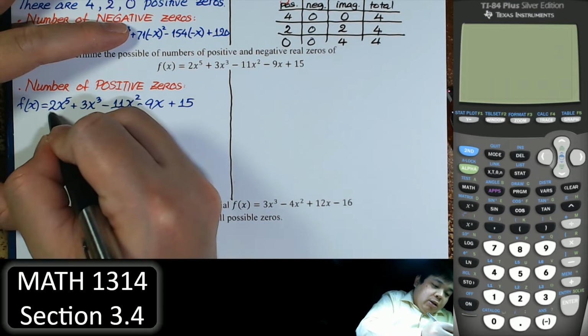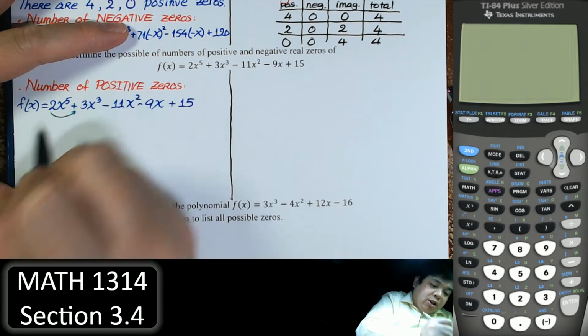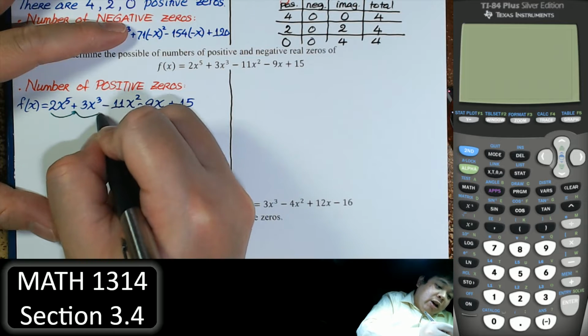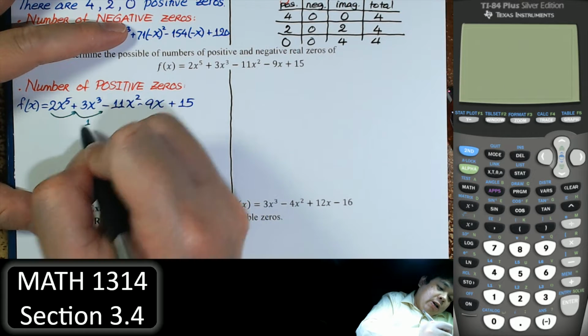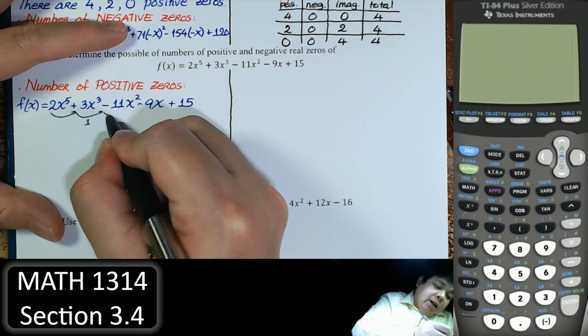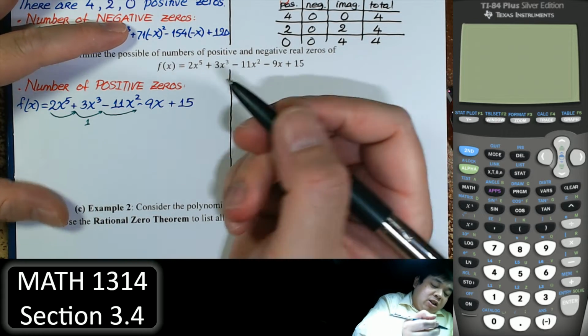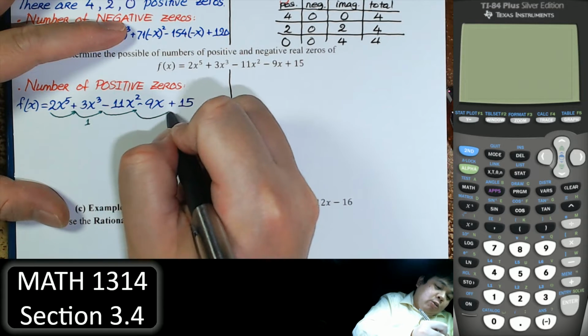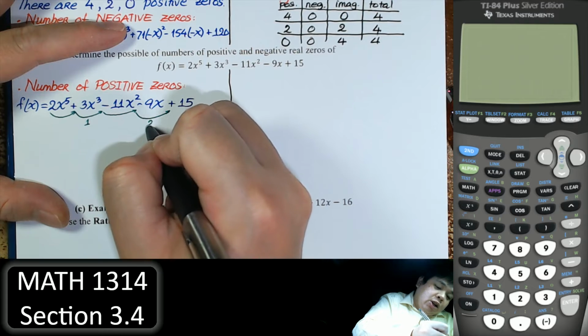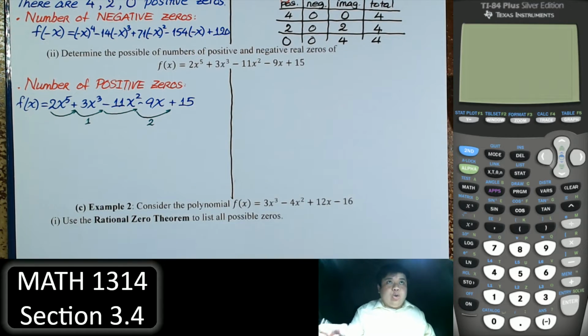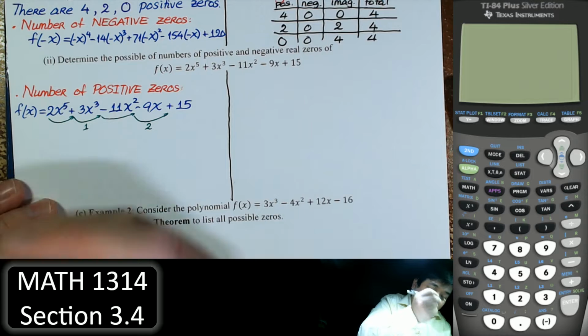Right, let's count. Positive to positive, there's no change there. Positive to negative, well, that's 1. Negative to negative, that's not a change. Negative to positive, that's 2. So there are two sign changes.